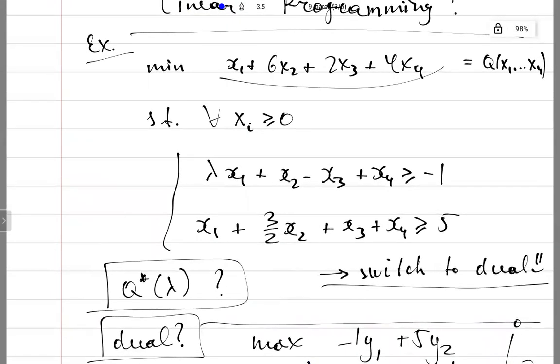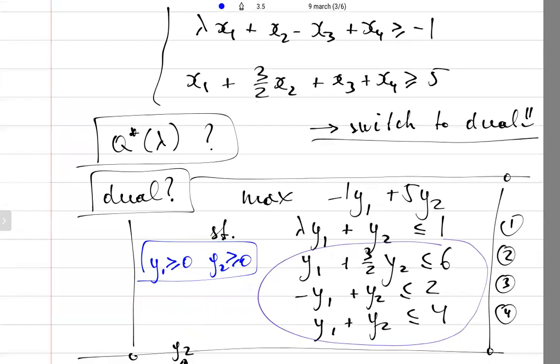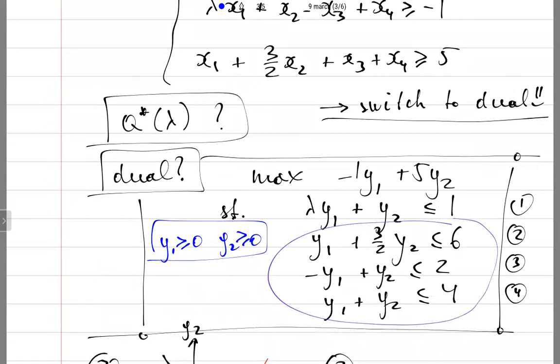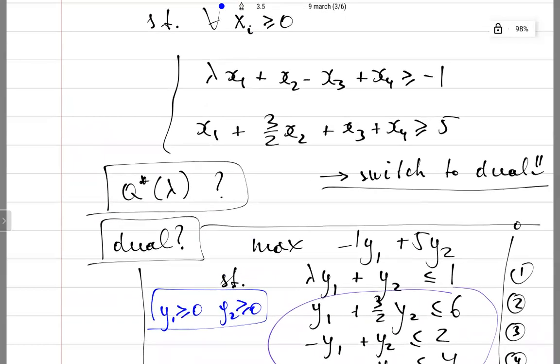Why? Because x1, x2, x3, and x4 are Lagrange multipliers for inequalities with y. And y1, y2 are Lagrange multipliers for inequalities with x. When you write first order conditions, Lagrange multipliers should be non-negative. So for the first problem, y1 and y2 should be non-negative because they are Lagrange multipliers for the problem with x1, x2, x3, x4.